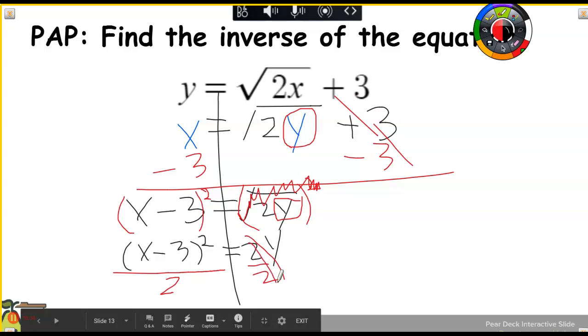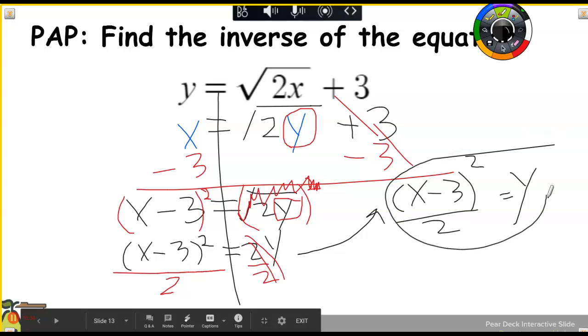So this is gone. And you only have, let's put the answer here, you only have y left on the left side. And on the right, you have x minus 3 squared divided by 2. And that's your new equation, inverse equation. And that's it. Okay, so again, the rule is whatever is under the house, you cannot touch it. You can touch the thing outside or get rid of the house. Then you can touch the inside. Okay.